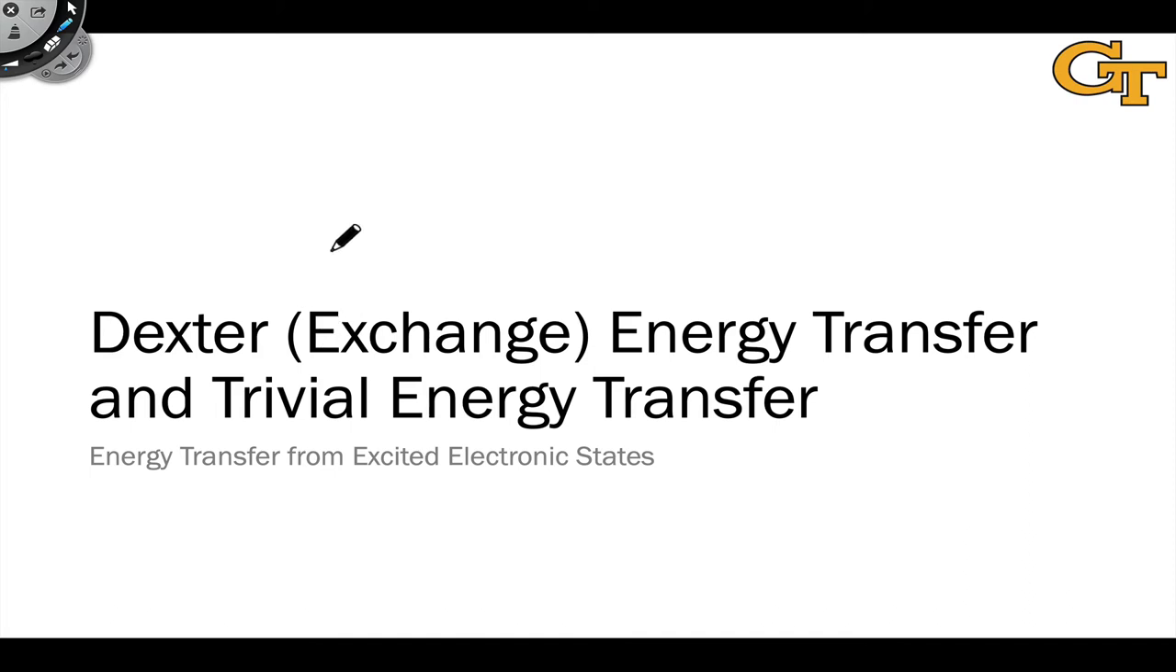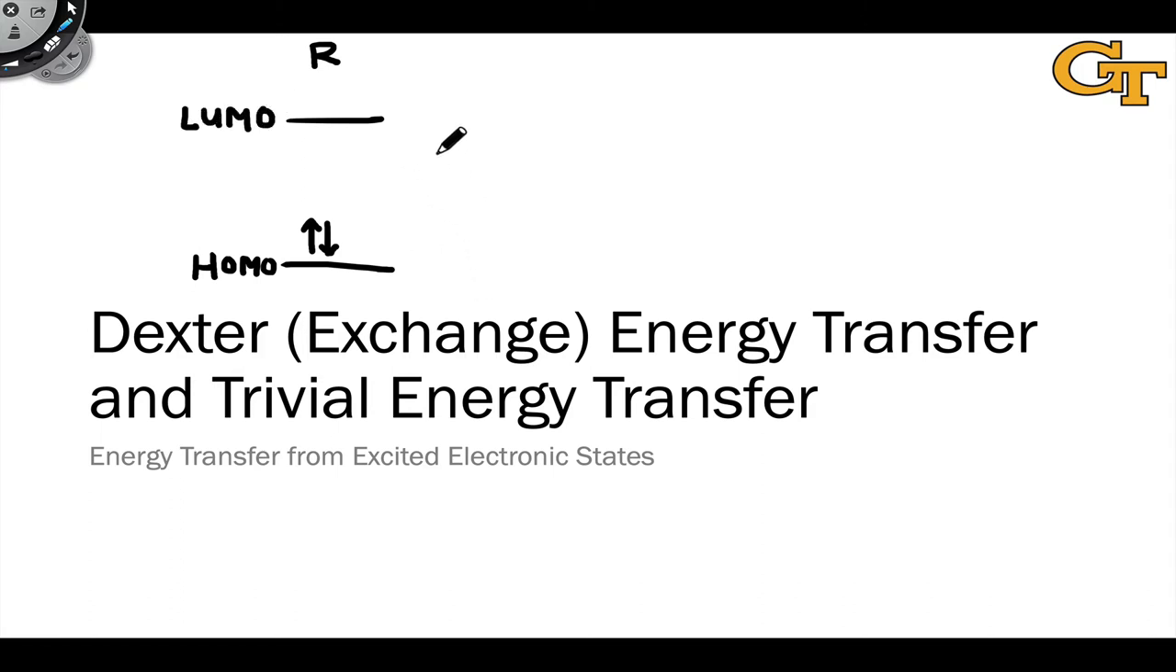The first part of this video is devoted to Dexter or exchange energy transfer, and I want to start things off with a very simple and intriguing exercise. Let's imagine a molecule in its ground state. Let's call it R. The ground state of R is going to have two electrons with opposite spins in the HOMO, right? And the LUMO will be empty.